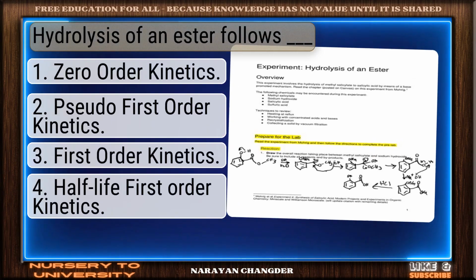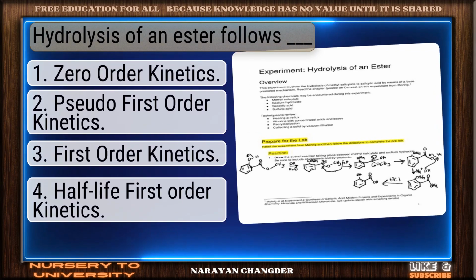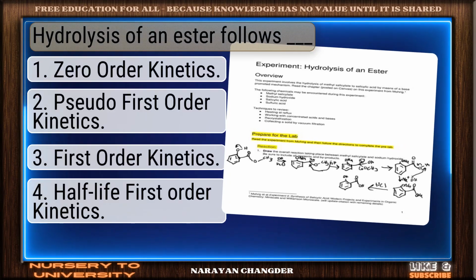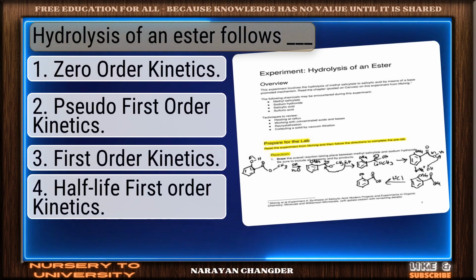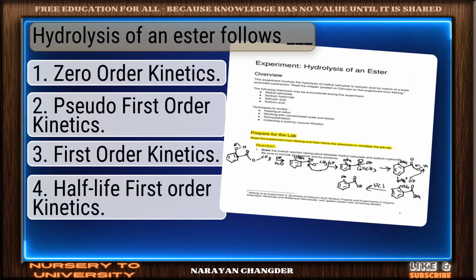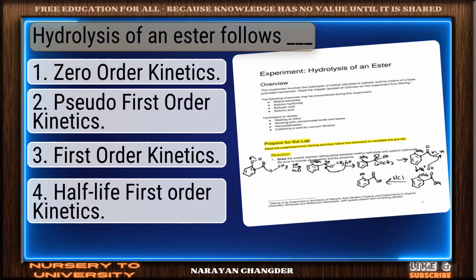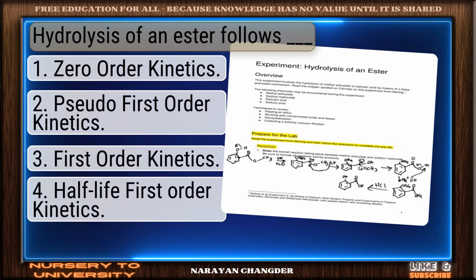Hydrolysis of an ester follows dash. Option 1, zero-order kinetics. Option 2, pseudo-first-order kinetics. Option 3, first-order kinetics. Option 4, half-life first-order kinetics.